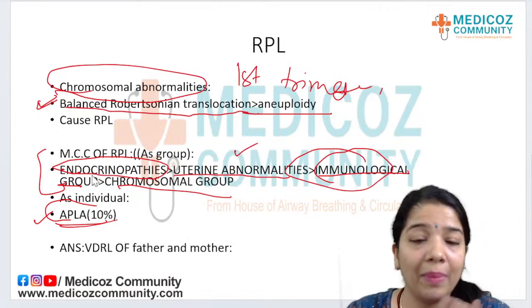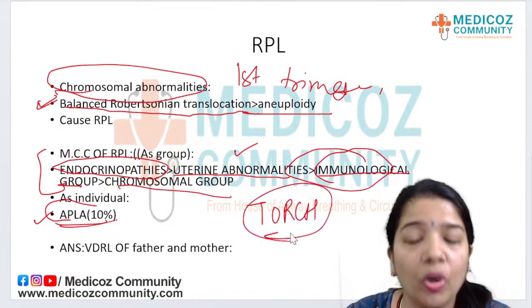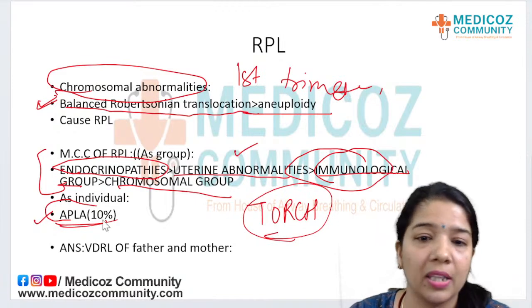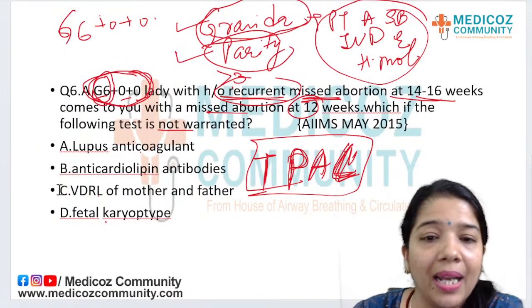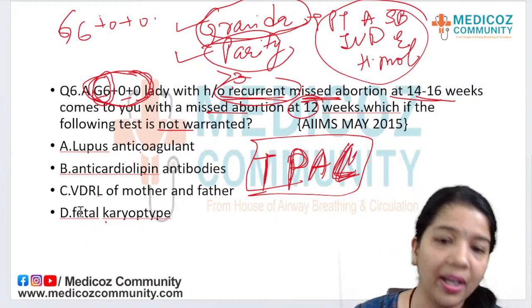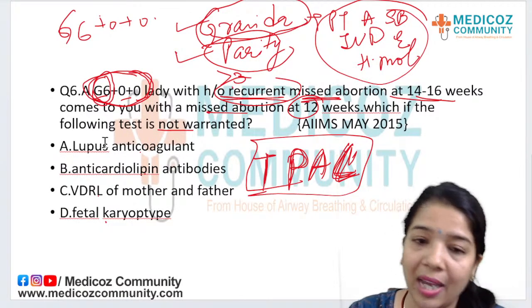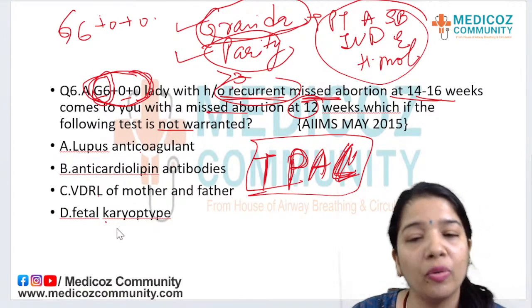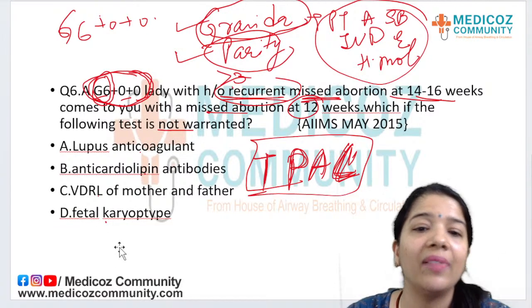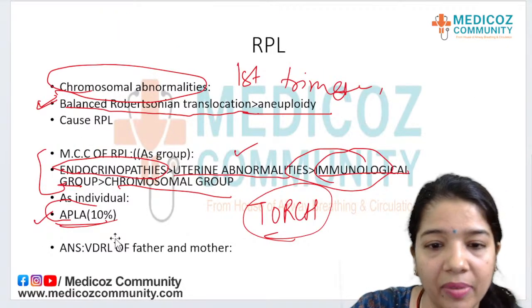Okay, and remember infections, TORCH. It has been very much proven TORCH या कोई भी और infections, they don't cause recurrent pregnancy loss. Okay, they don't cause recurrent pregnancy loss. So in this case if you see that VDRL of mother and father, VDRL भी known as for syphilis, तो syphilis जो होता है वो recurrent pregnancy loss नहीं cause करेगा. Lupus anticoagulant, anticardiolipin antibodies, they are for APLA. Fetal karyotyping of course you will do because जो Robertsonian translocations होते हैं they are kind of recurrent and they will affect the fetal karyotyping also. So that means answer will be VDRL.